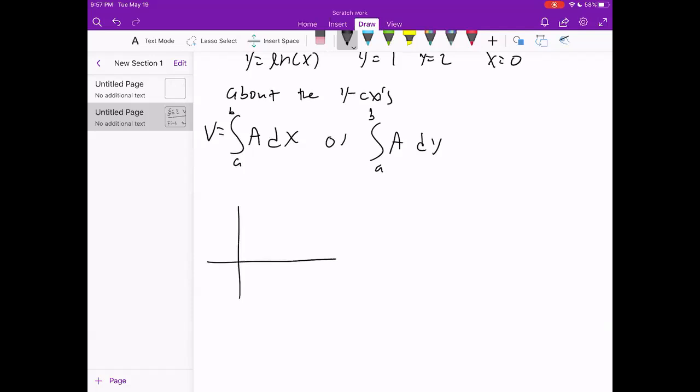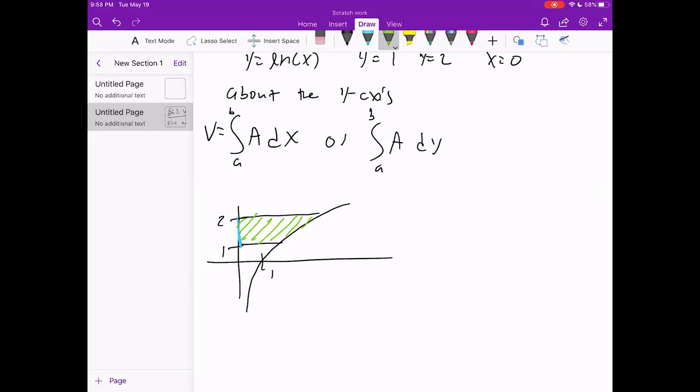So you have to remember what the graph of ln x looks like. It looks something like this. This is 1. Here we have y equals 1. Here we have y equals 2. So we're going to have something that looks like this. And the y-axis is the line x equals 0. So the area I'm interested in is this one, after I rotate it about the y-axis. I didn't give myself a lot of room to do that.